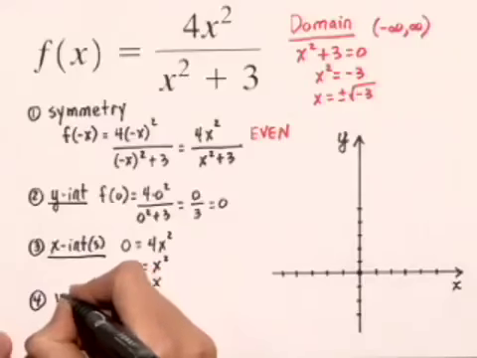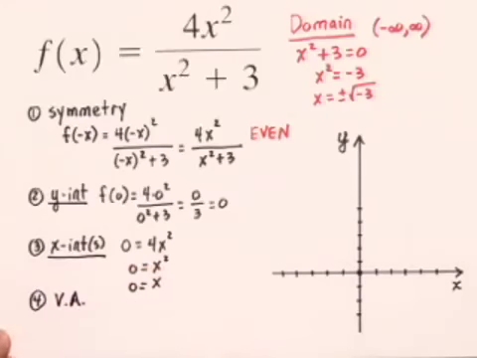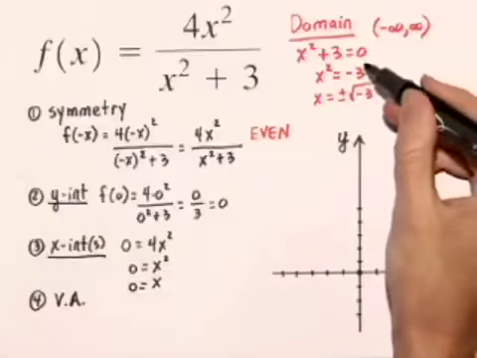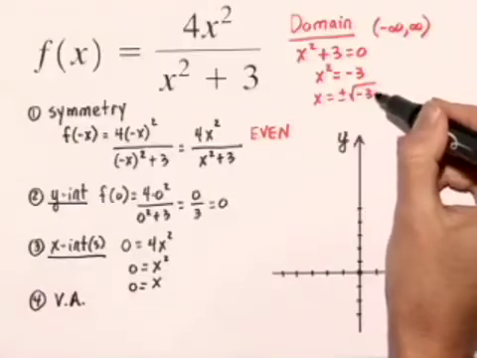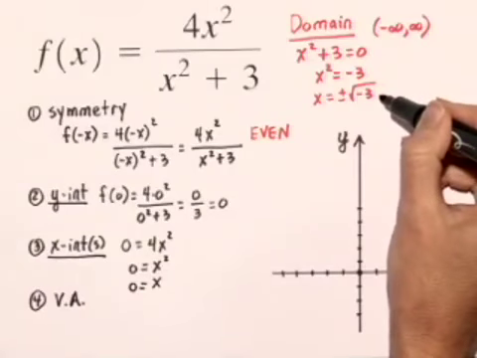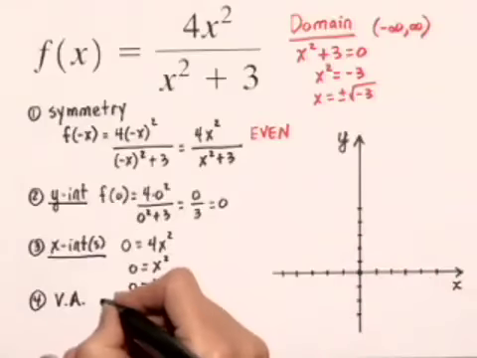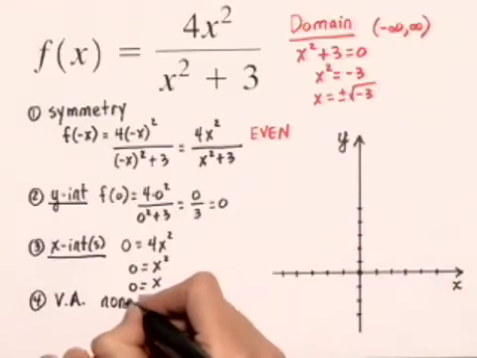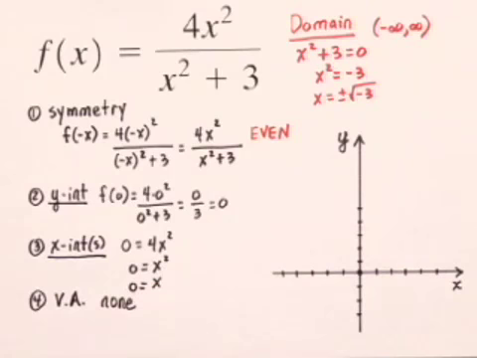Let's see if we have a vertical asymptote. We get the vertical asymptote by setting the denominator equal to 0. Remember, we did that when we were looking at the domain, and we did not get any real number solutions. We only got an imaginary solution. Therefore, we can say there are none in terms of vertical asymptotes.